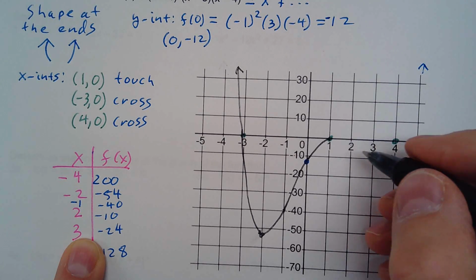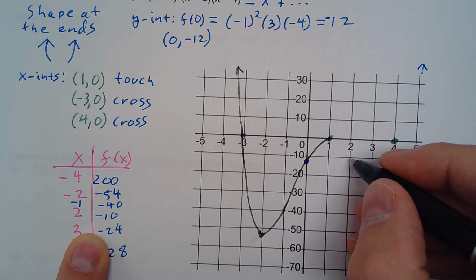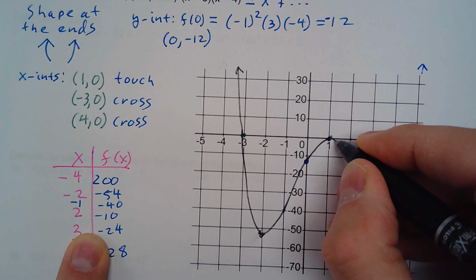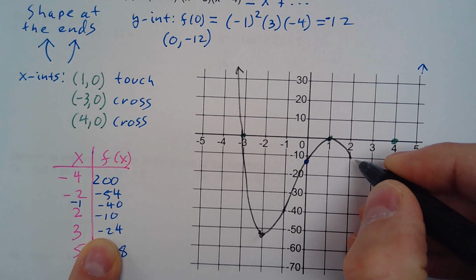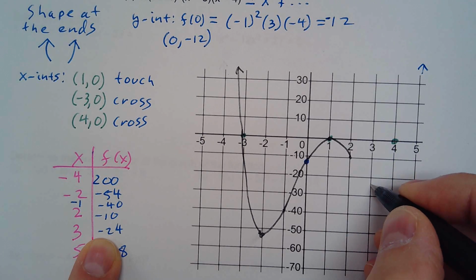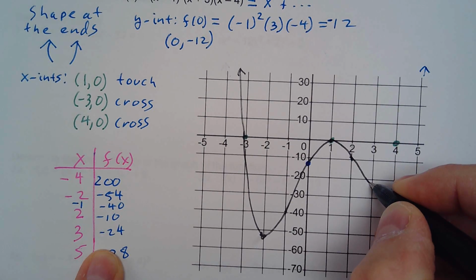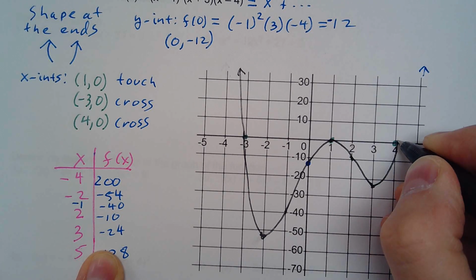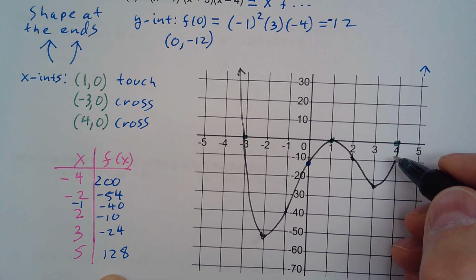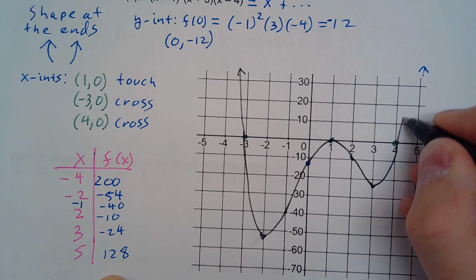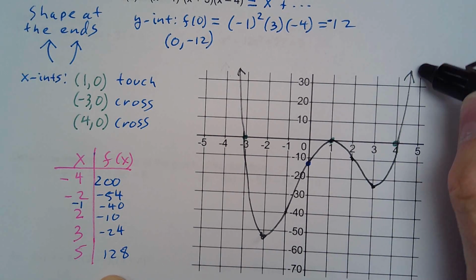And then we go, 2 is negative 10, so it's going to come back down here. 3 is negative 24, so that's about here, so it's going to go through here. And then maybe it turns there. Maybe it turns back up, comes up through there. And 5, 128 is off the graph, so it's just going to go off like that.